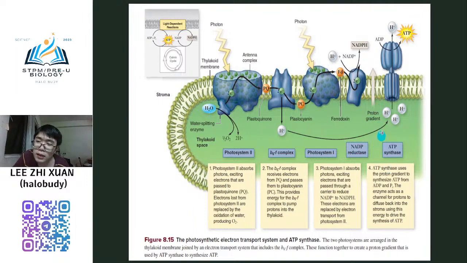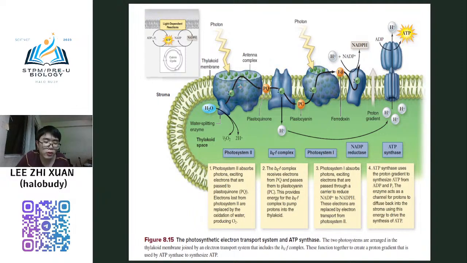So later, the hydrogen ions will pass through the ATP synthase to phosphorylate ADP to form ATP. So this one we call the photophosphorylation process. This ATP production is known as photophosphorylation. It is not oxidative, but it is photo. Why is it photo? Because the energy comes from the light.